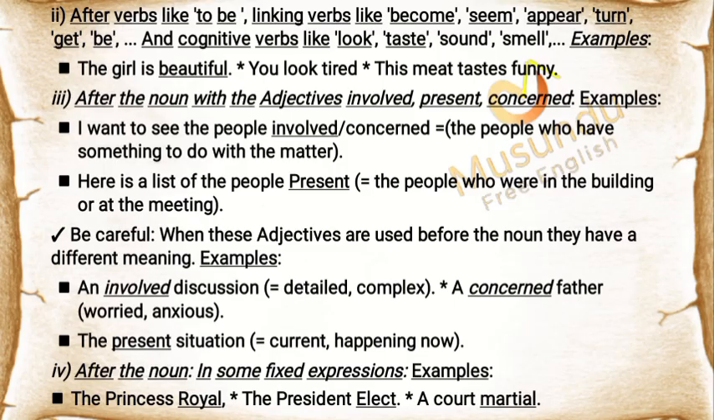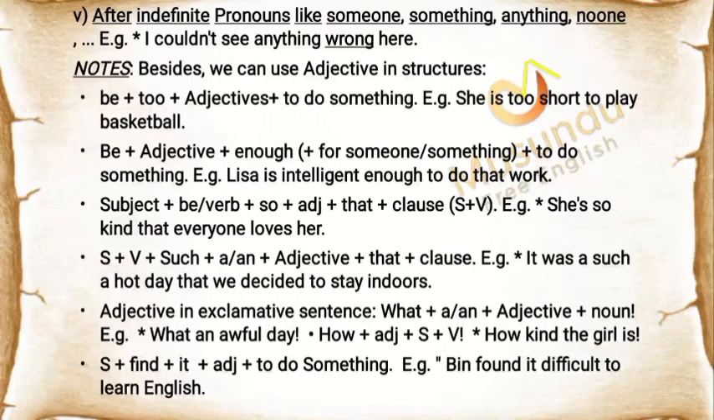4. After the noun, in some fixed expressions. Examples: the princess royal, the president-elect, a court-martial. 5. After indefinite pronouns like someone, something, anything, no one, etc. Example: I couldn't see anything wrong here.